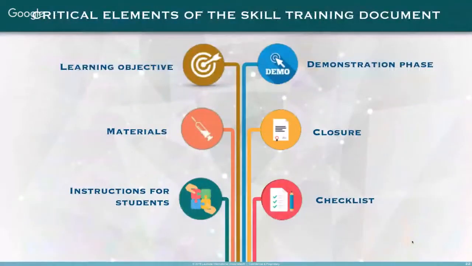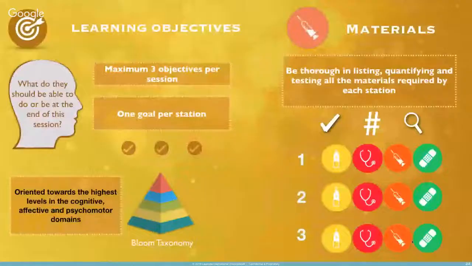In a task training document, we have some critical elements. The learning objective, our starting point, the materials for the practice, instructions for the students, a description of the demonstration phase when the professor demonstrates the task to all students, the checklist for each station, and the closure of the session. We're going to talk specifically about each one of these topics.